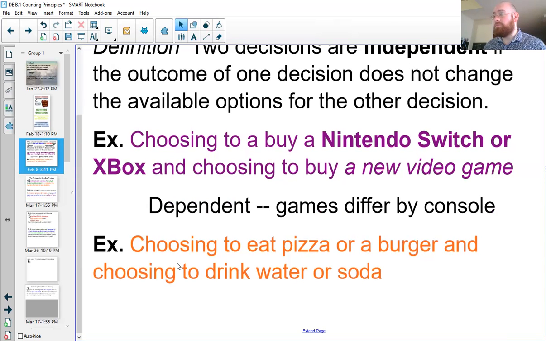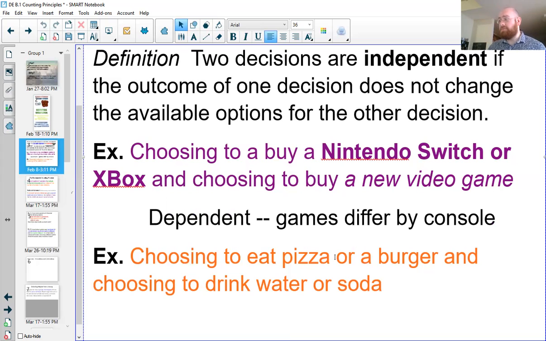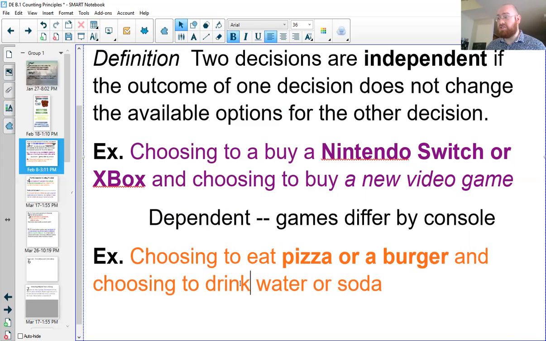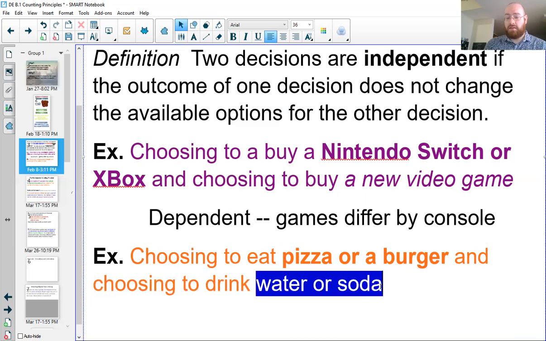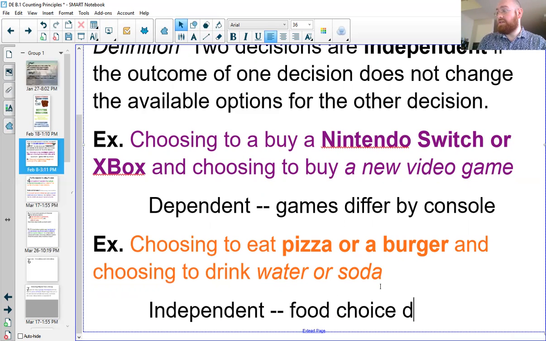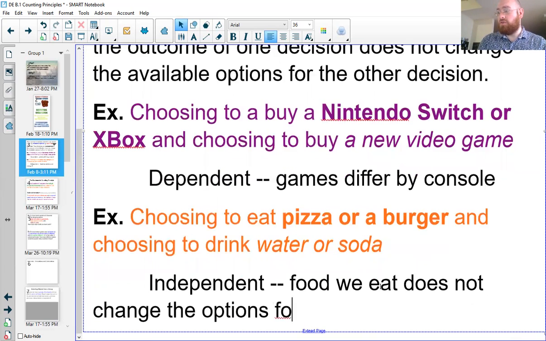The second example says choosing to eat pizza or a burger. So pizza or burger is the first decision. Second is to drink water or soda. And these are independent. The food we eat does not change the options for our drinks. It might change our preference.